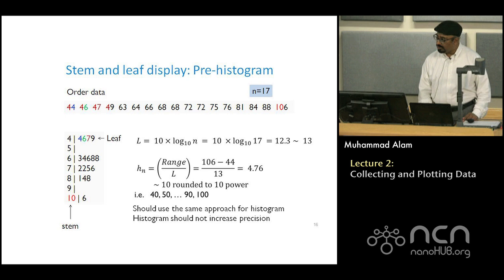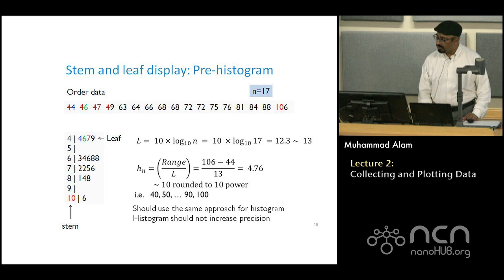And if you do that, log base 10 of 17 is on the order of 1, a little bit more than 1. So if you multiply with 10, it will be on the order of maybe 13 or so. So this is the value of L. Then whether you have to take 10 or 15 or not involves the second formula, which is range. What is range? 106 minus 44. That's the range. Range divided by L, that is 13.